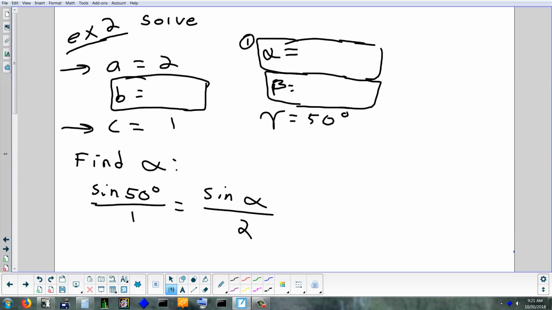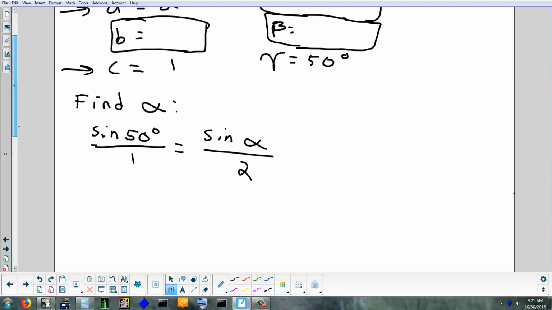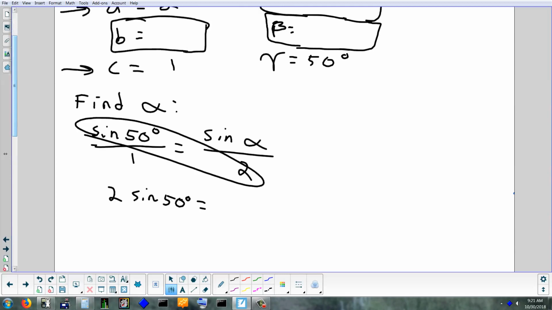Now it's just sine 50 over 1, so you don't even really need to put it over 1 because when you divide by 1 it doesn't change it. But let's see what happens. So we get 2 sine 50 equals 1 sine alpha. You could just write sine alpha.